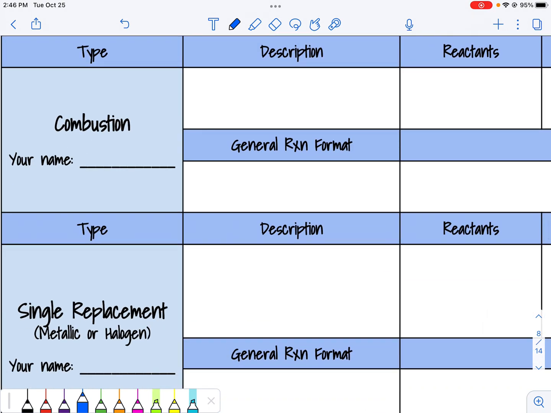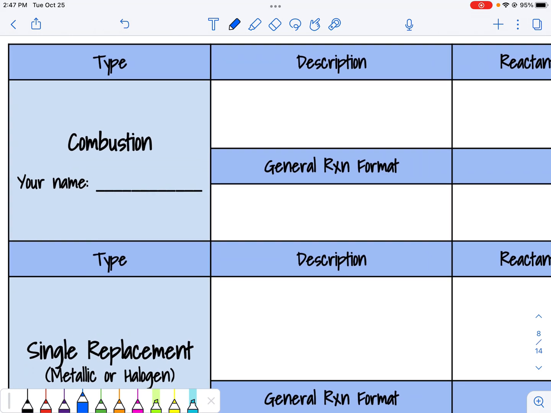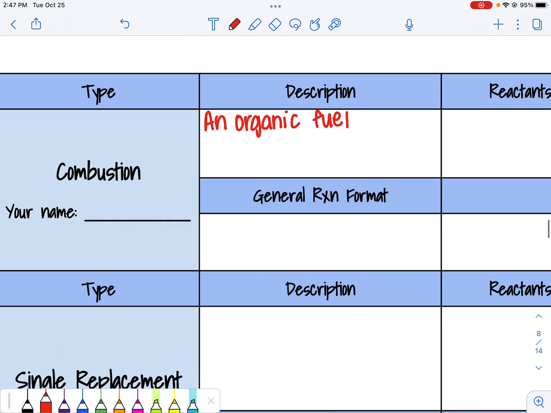Okay, now we get to the next page, the fun ones. So this type of reaction, combustion, is a special type of reaction in which you have an organic fuel. So we're going to write this in as the description. An organic fuel. When I say the word organic, I don't mean like you go to the store and buy it in the organic section and it's fancy and costs more money. I mean, it's made up of carbons and oxygens and hydrogens.